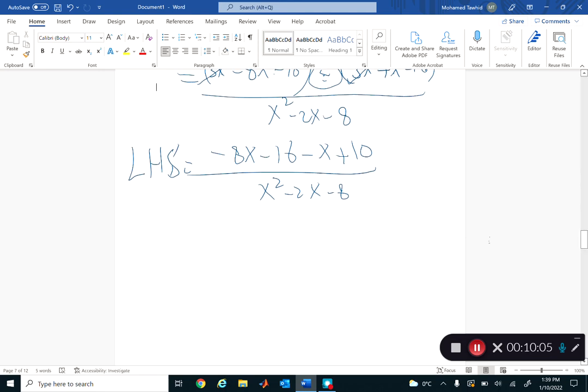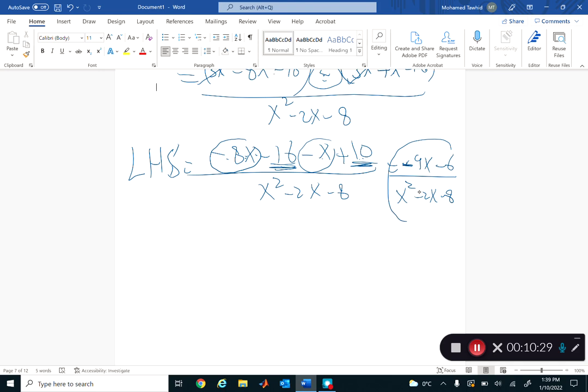So now, how to simplify this? Negative 16 with negative 10. You have negative 8x with negative x. You have negative 9x. Negative 8x with negative x, you get negative 9x. Negative 16 plus 10, you get negative 6. The whole thing divided by x squared minus 2x minus 8.